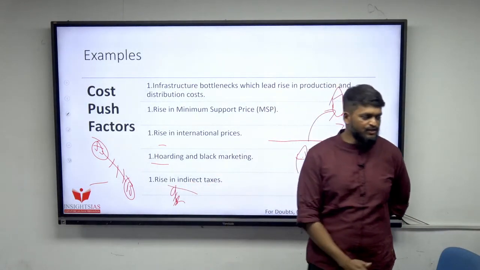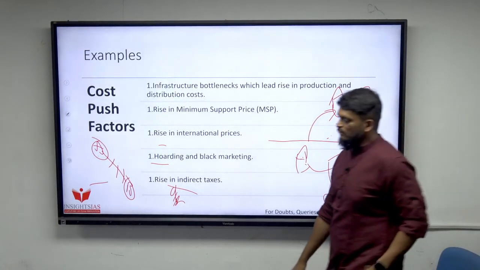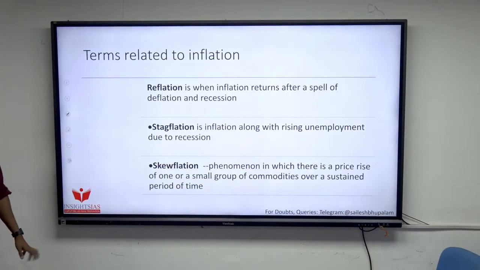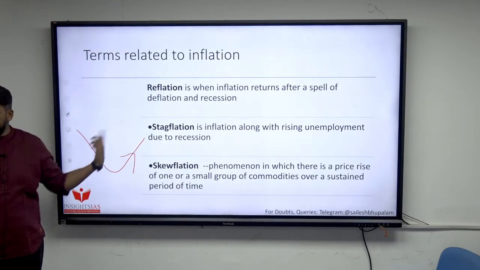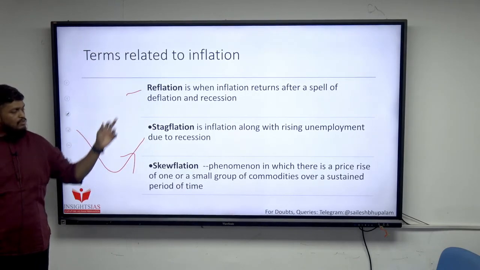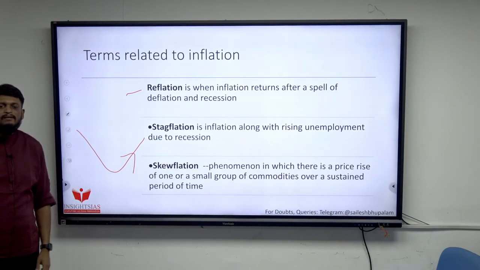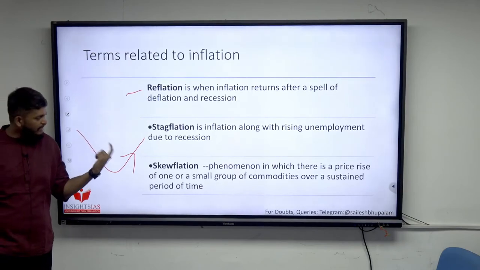Rise in indirect tax, we already saw. GST, as it increases, it creates cost push inflation. So if inflation has happened and again the prices are coming back to normal, this is what we call as reflation. Usually it is not used in a regular manner, but in textbooks they have given all the terms, I put them just together so that you get clarity.